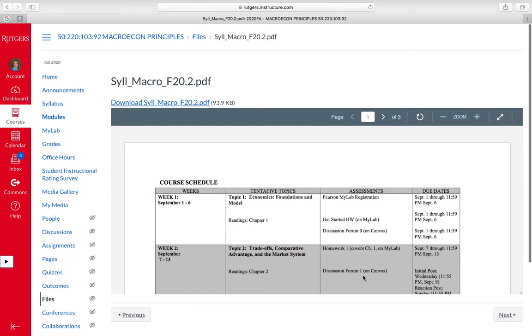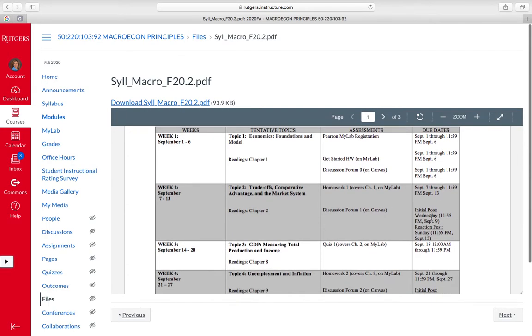You have discussion 1. Remember that I said that you have 2 deadlines per discussion. So you have your initial post that is due on the 9th, which is 2 days after the week starts, and you have a reaction post that is due on the last day of the week, and this is going to be the same every time you have a discussion. Initial post due 2 days after the start of the week, and reaction post due on the last day of the week.